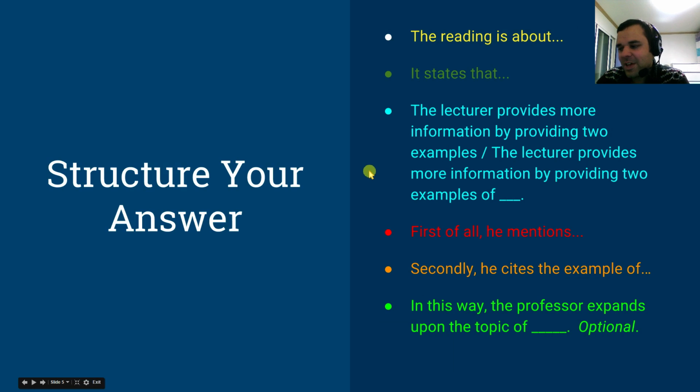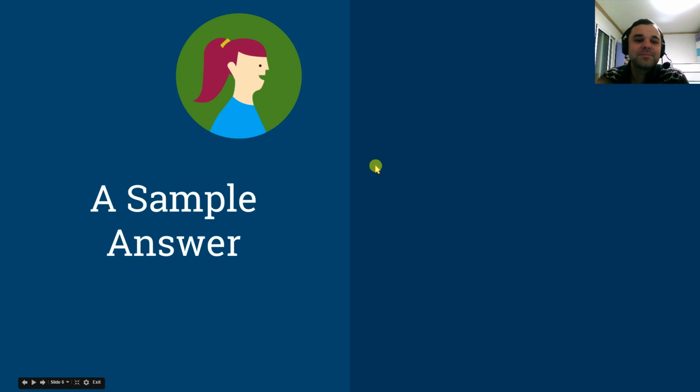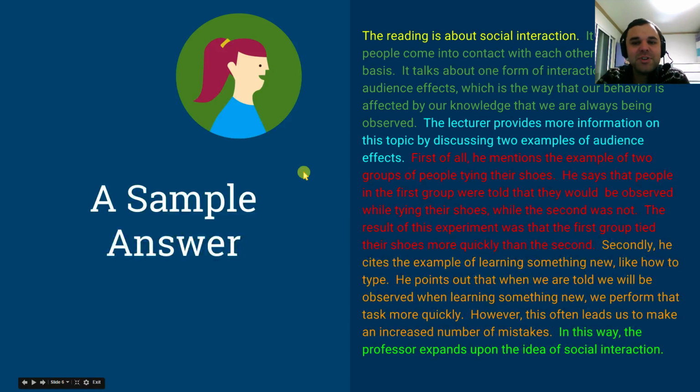So, let's take a look at how we can put this one into use for this question. So, here is an answer to the practice question. You can pause it to read it if you like. In a moment, I will read it myself. But as you can see, it's all color-coded to the template. It begins with "the reading is about." It states that. The lecturer provides, first of all. Secondly, in this way, it follows the template. So here you go. I won't time this one. It should come out to about a minute, I hope.